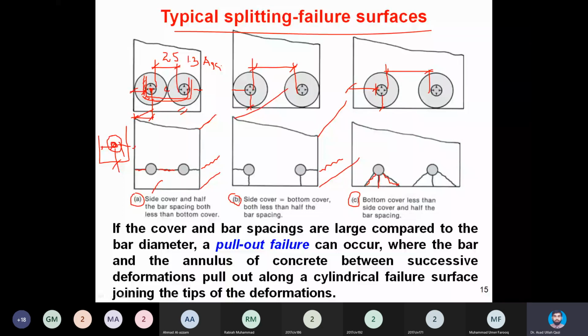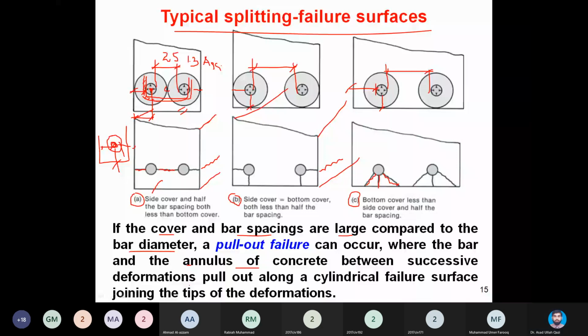So rather than getting multiple cracks on the surface, suddenly the bar is slipped out. If the cover and the bar spacings are large compared to the bar diameter, a pull-out failure can occur where the bar and the annulus of concrete, which has good bonding with the bar surface, and that annulus of concrete is between successive deformations of the deformed bar.